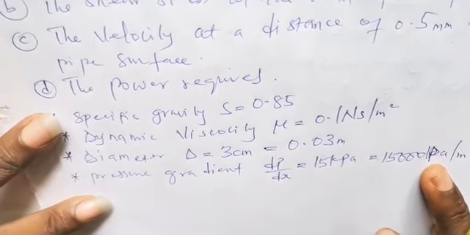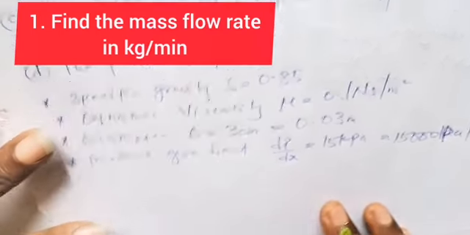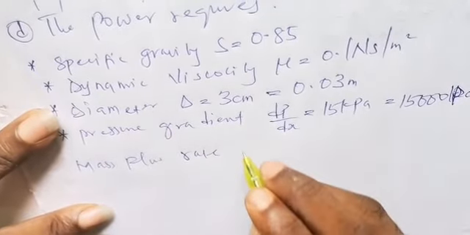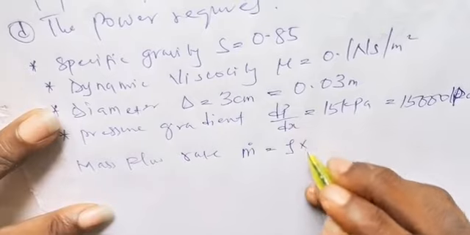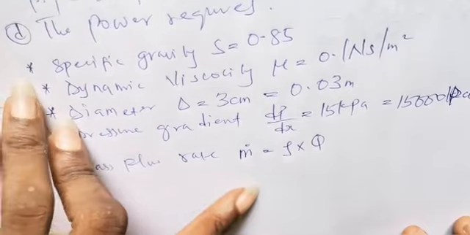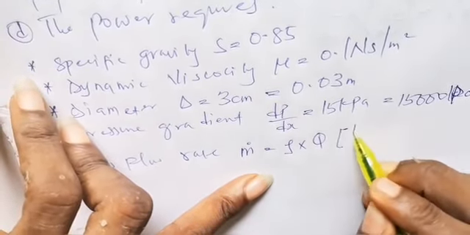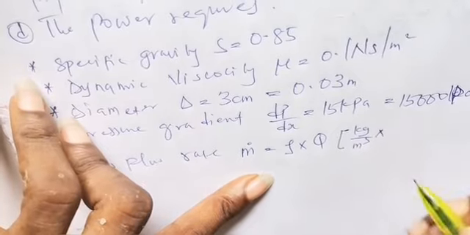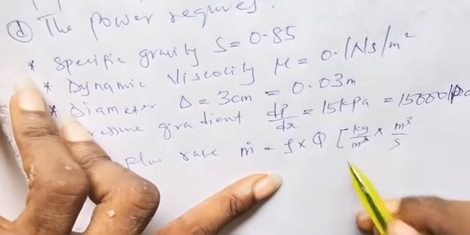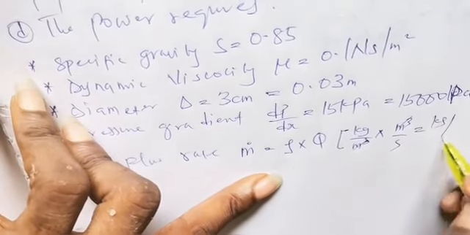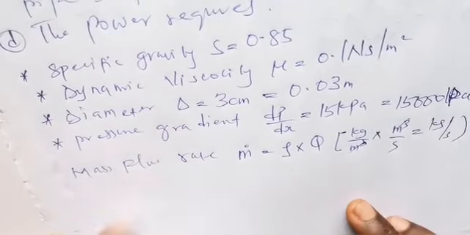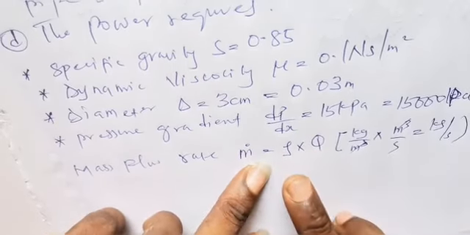Alright, now the first question says find the mass flow rate. How do you find the mass flow rate? Mass flow rate m dot is simply density times discharge. If you're confused, the unit of density is kilograms per meter cube, multiplied by the unit of discharge, meter cube per second. Notice that meter cube cancels meter cube. You're left with kilogram per second, which is the unit of mass flow rate, the mass of fluid within a given time. So we simply have density times discharge.